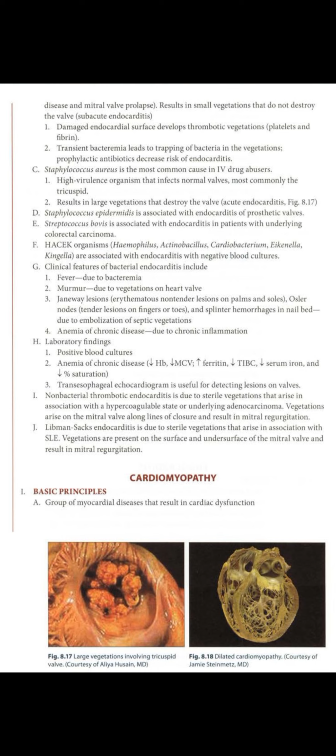Lab findings: positive blood culture, anemia of chronic disease, transesophageal echocardiogram is useful. Non-bacterial thrombotic endocarditis due to sterile vegetation that arise in association with hypercoagulable state or underlying adenocarcinoma.